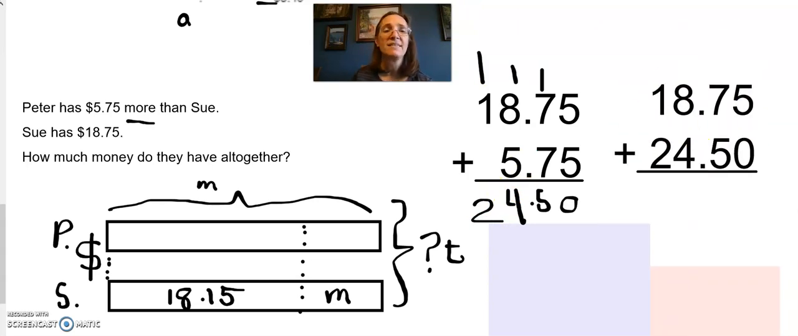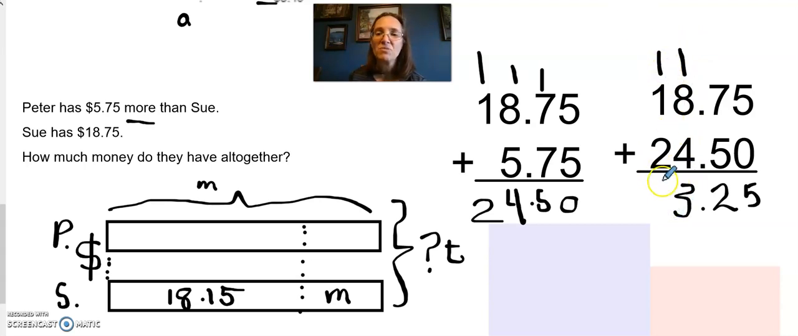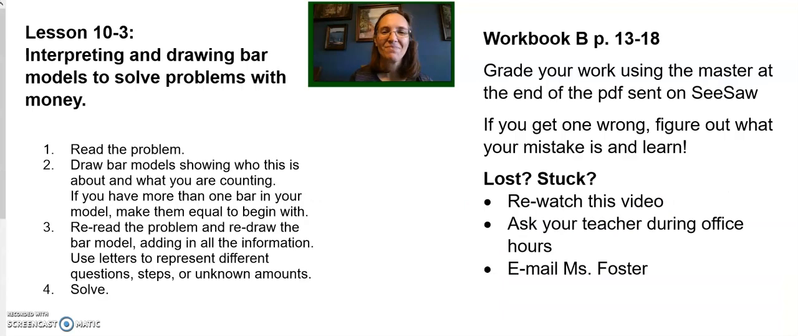Now I've got to add these together. Another addition problem. You never know what operation is going to show up when you do these bar models and two-step problems. 5 plus nothing is 5. Oh, but 7 plus 5 is 12. Once again, I'm going to regroup across my decimal point. 1 plus 8 plus 4 is 13. And 1 plus 1 plus 2 is 4. So altogether, they have $43.25. So now it's your turn to try it on your own.